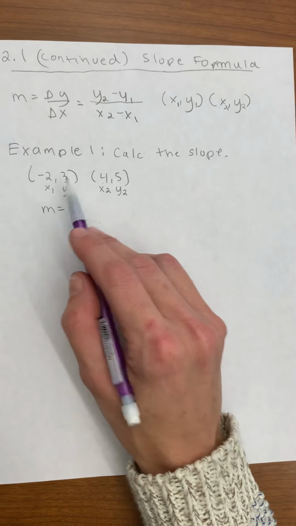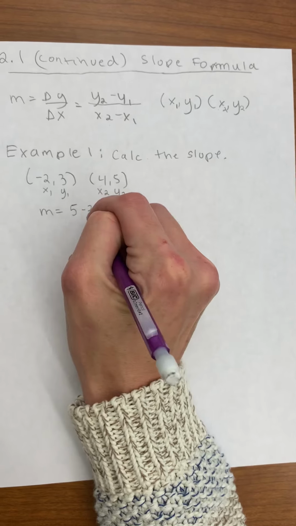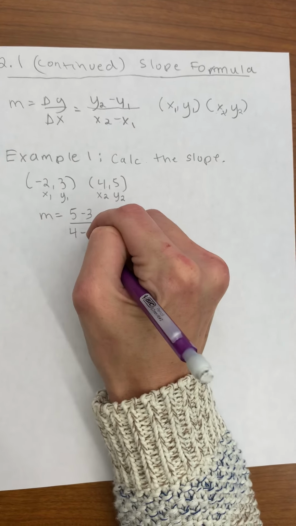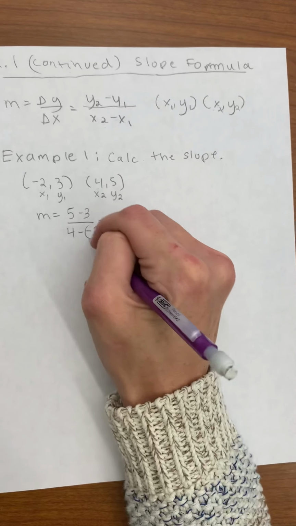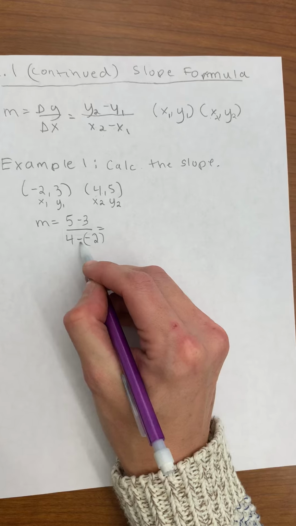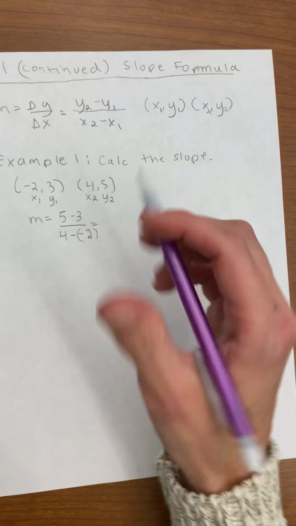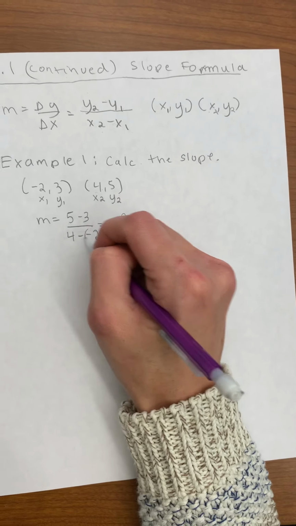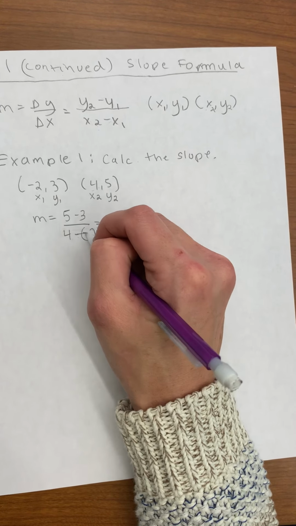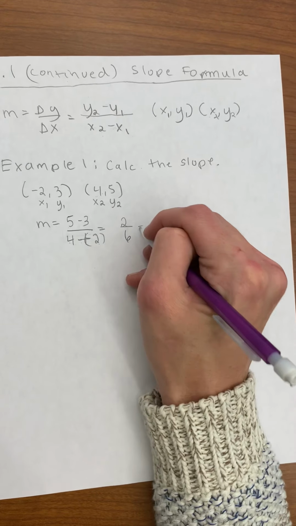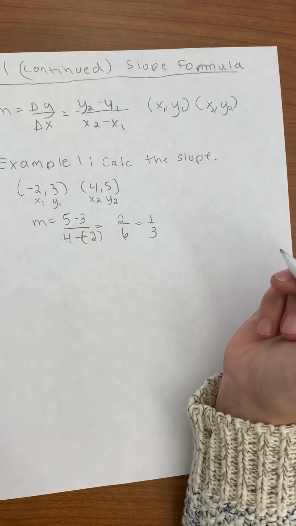So if I take 5 minus 3, divided by 4 minus -2, and remember, we're subtracting a negative in this particular case, so I'm taking away the value -2. 5 minus 3 is equal to 2. 4 minus -2, that's essentially like adding those values together. 4 plus 2 is equal to 6, and when I go to simplify that, that gives me a third.